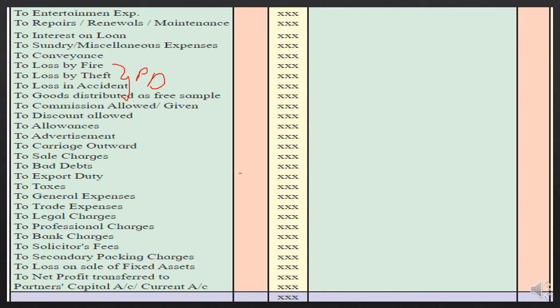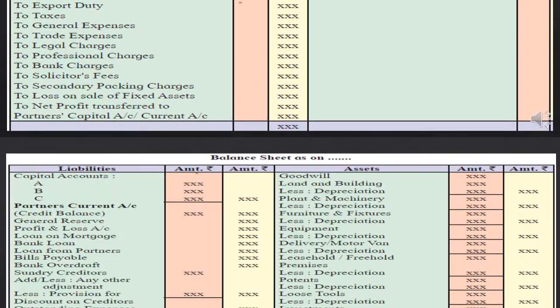There was a carriage inward. Carriage inward means purchase related traveling, and carriage outward is sales related traveling. So any sales related expense will be shown in the PD, profit and loss account debit side. Sales charges, bad debts, export duty, taxes, general expenses, legal charges, professional charges, bank charges, solicitors fees. Secondary package means primary package is done in the factory and secondary packaging is done in the sales office. So secondary package charges will be shown in the P&L debit. Loss on sale of fixed asset, all will be shown here.